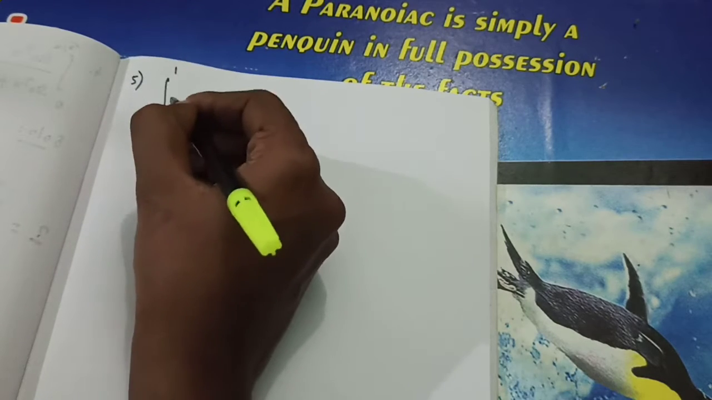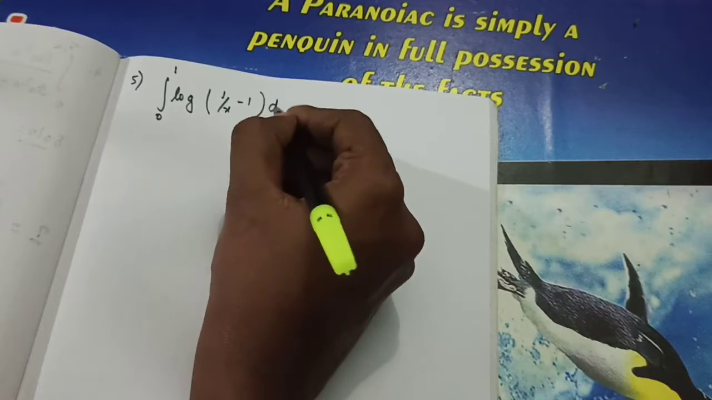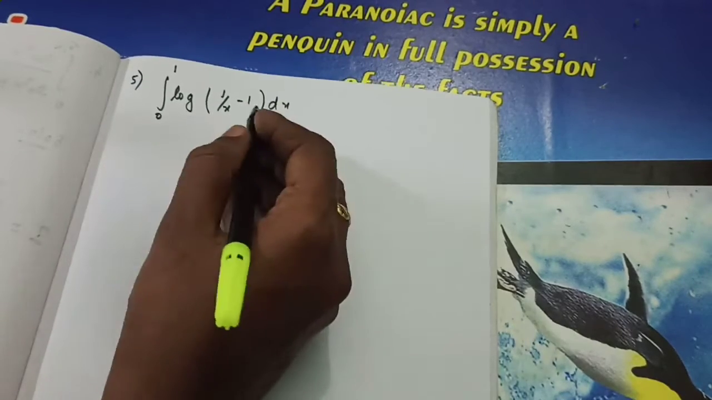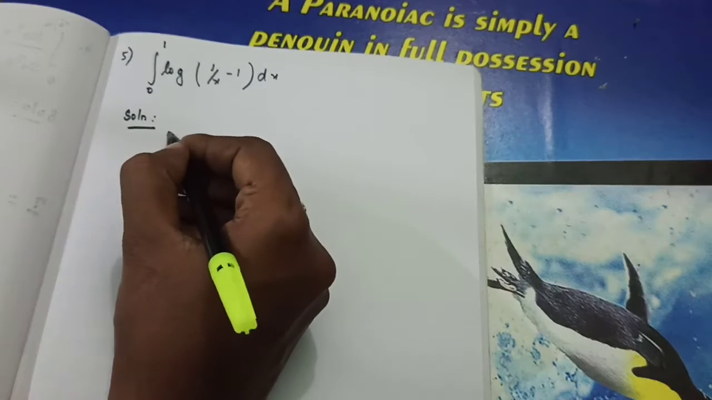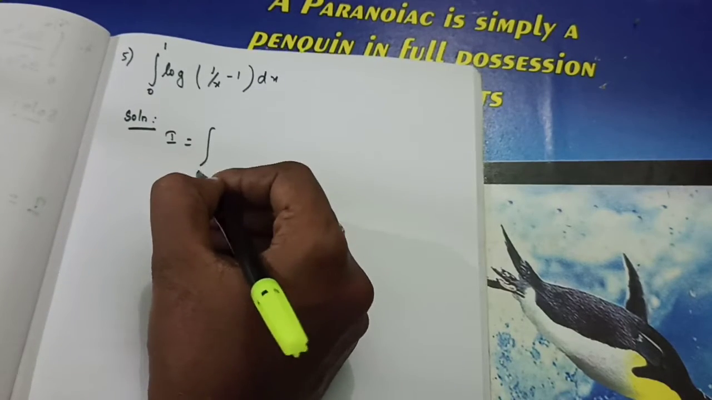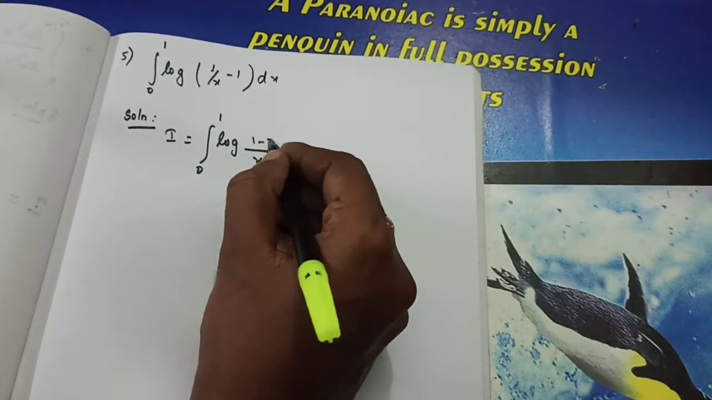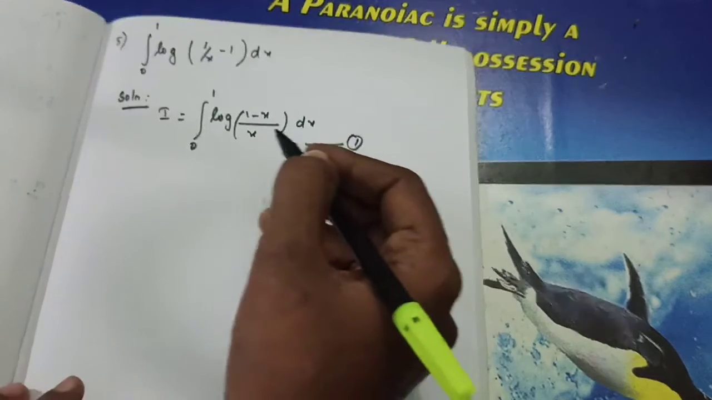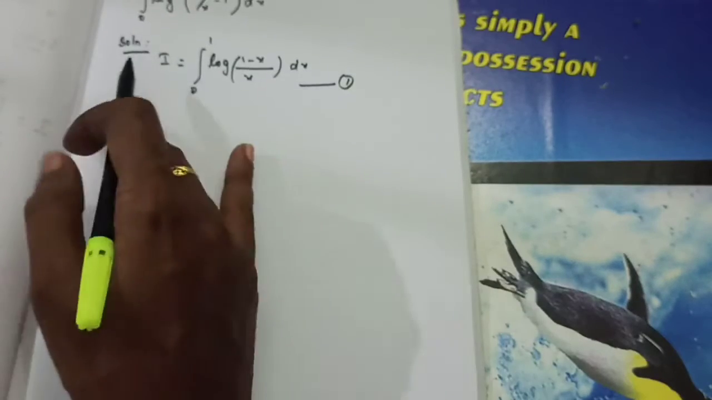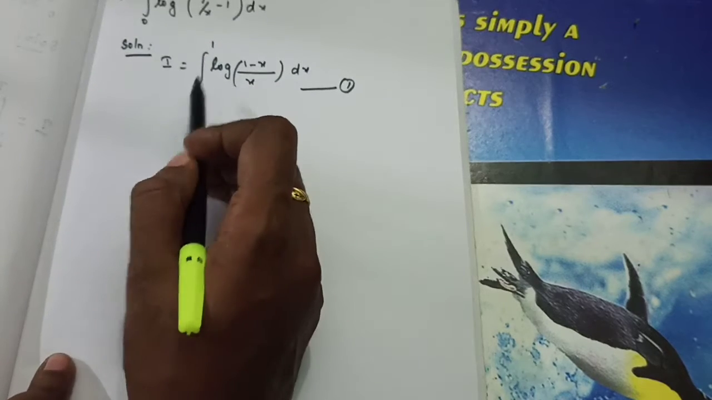Integral of 0 to 1 log of (1 by x minus 1) dx. It is somewhat different, so you need to simplify it first. Okay, so solution. Let us consider the given as I. So I is equal to integral 0 to 1 log of, take the LCM. x is the LCM, so (1 minus x) by x dx. Take it as equation number 1. Now at once you need to check whether the limit is 0 to something or minus to minus. Okay, so here it is 0 to 1.